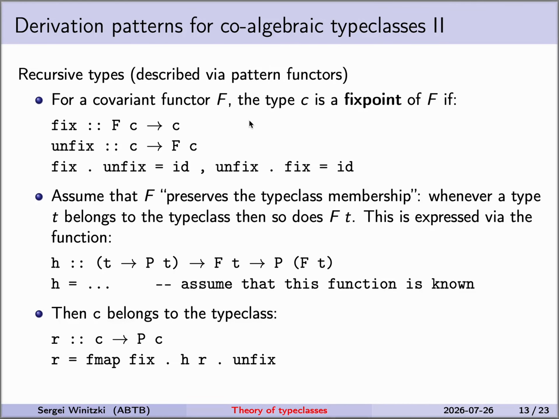Recursive types, again, you have a fixed point and you assume that the functor f preserves the type class membership. It's exactly the same case as before, just the code is a little different because we begin with C, we do unfix, we get FC, then we apply recursively h of r, which gives you a function FC to P of FC, and then you do fmap fix to go from P of FC to P of C. So finally you get the value you need.